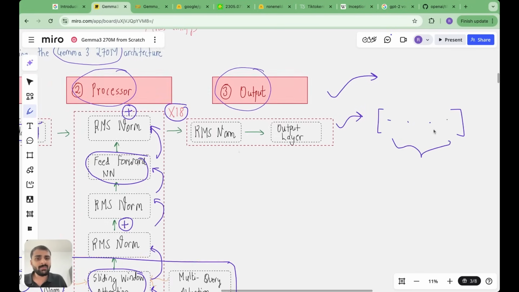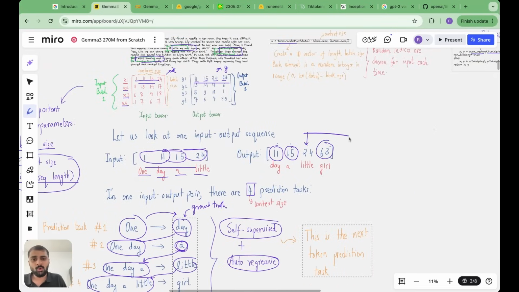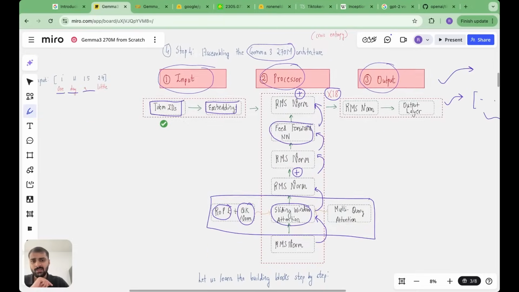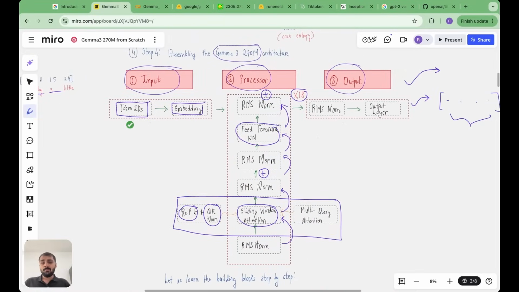These next tokens which are predicted will be ultimately compared to these output tokens, right? And then we'll get the loss and we'll see everything which happens after that. But this is the broad bird's eye view of how the architecture works: input, processor, and output.